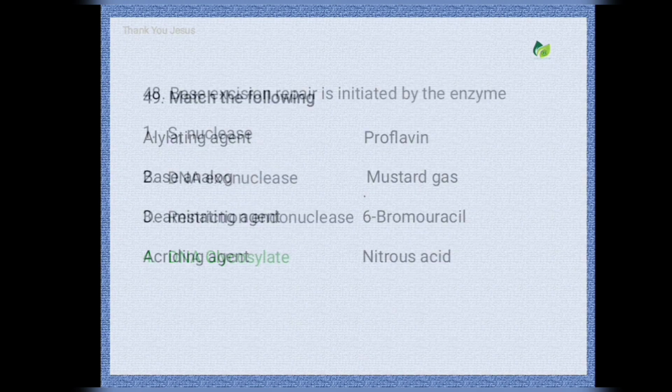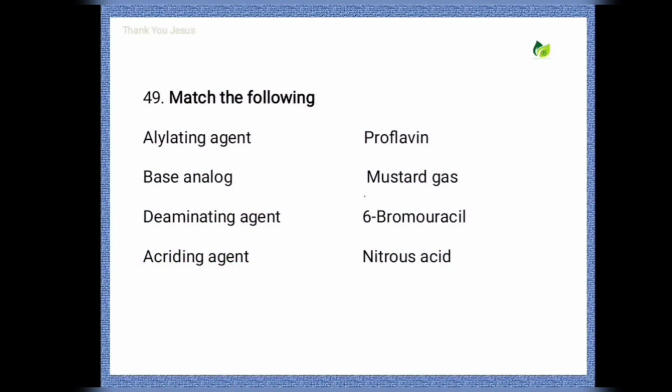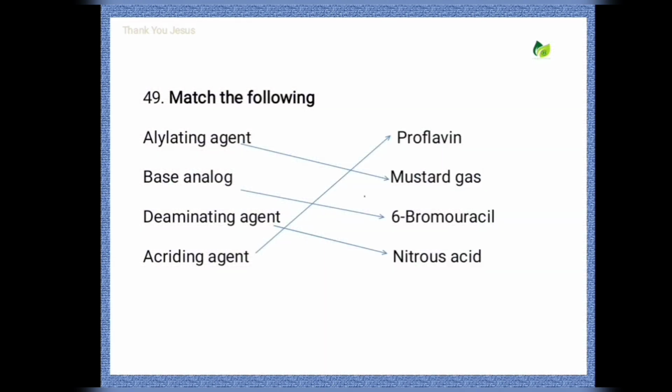Next question. Match the following. Here also we have to match these chemical mutagens with the correct examples. I'll give you the matching directly. Alkylating agent, example mustard gas. Base analog, example 6-bromouracil. Deaminating agent, example nitrous acid. Acridine agent, example proflavin.